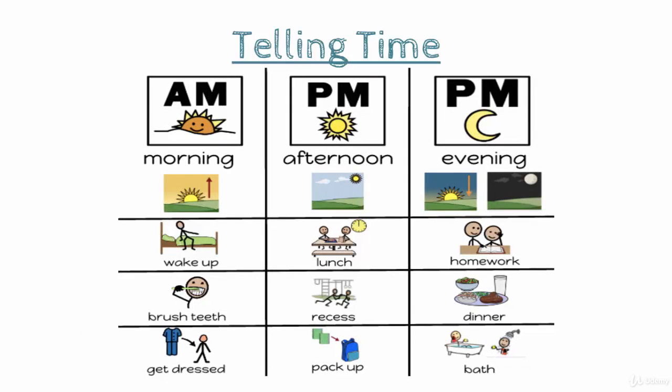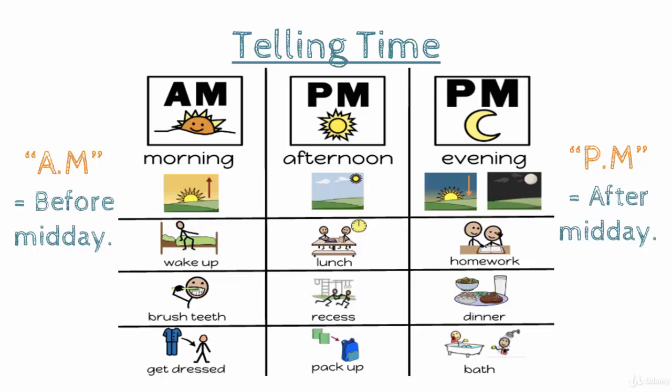I have another example here for you. Take a look at these here. Usually we use AM in the morning when you wake up, brush your teeth, get dressed. Afternoon is usually when you have lunch, go to recess. And PM is in the evening when you do your homework, have dinner, take a bath, okay? Now, AM means before midday, okay, guys? PM, after midday. So if you want to remember, that's a simple way to remember, okay? AM, before midday. PM, after midday.